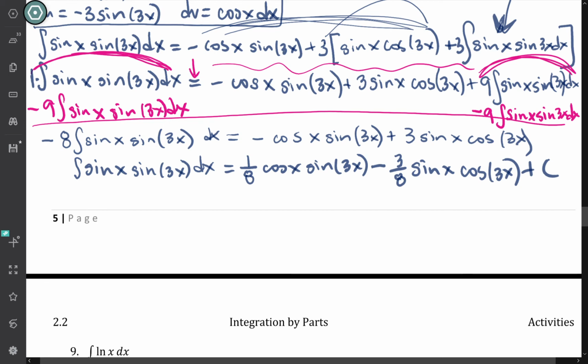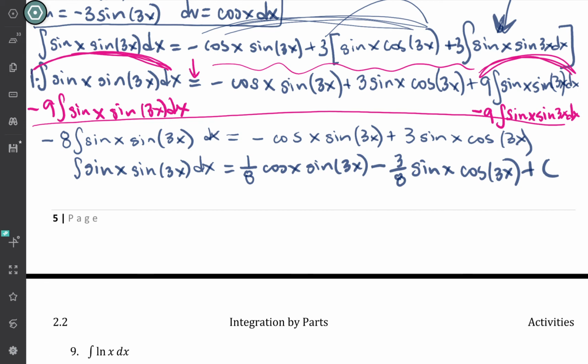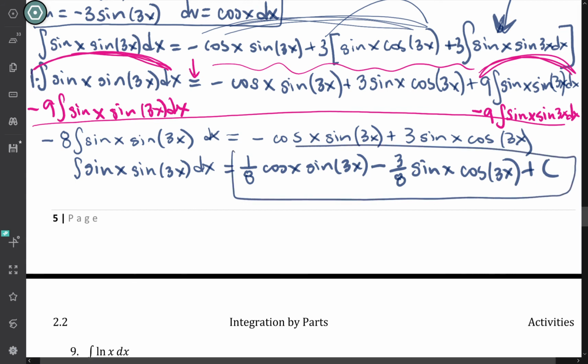Somewhere along the way from all that integration by parts, we did integrate, and a plus c should have shown up. I'm okay if it doesn't show up till the end, but don't forget about it. So this is our answer. And again, you can check it. It's a little messy, but it really should work out for you.